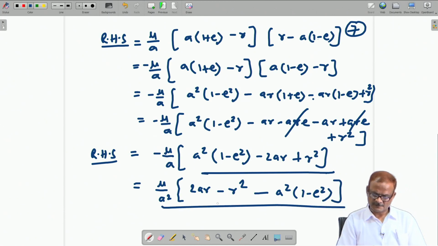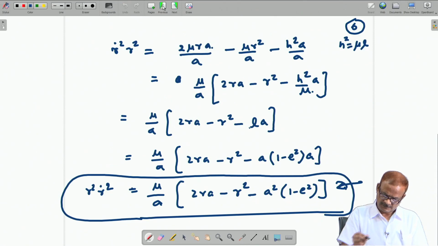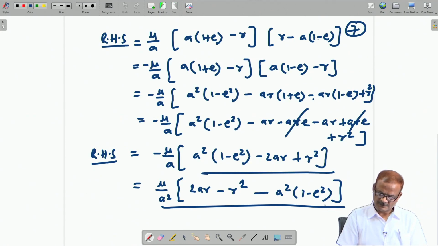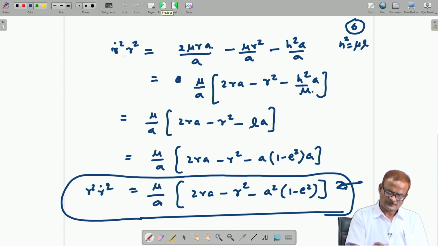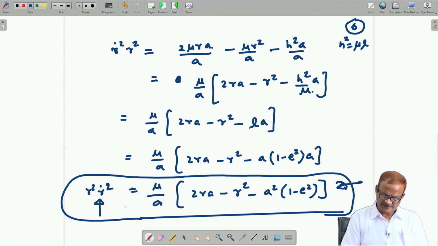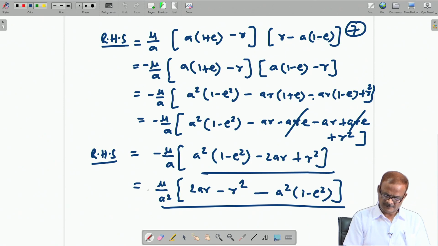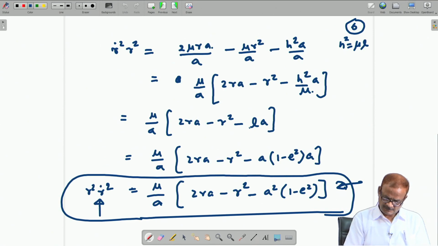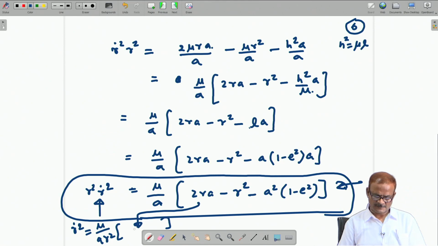So, now we will match with what we have derived earlier. Here, mu by a, 2 a r minus r square minus a square times 1 minus e square. So, the same thing is here. Therefore, whatever we wanted to prove has been proved. So, the radial velocity is related by this expression. A little bit of change in this particular part: r dot square we can write as mu by a r square times this whole thing, the bracket thing should be copied here in this place.